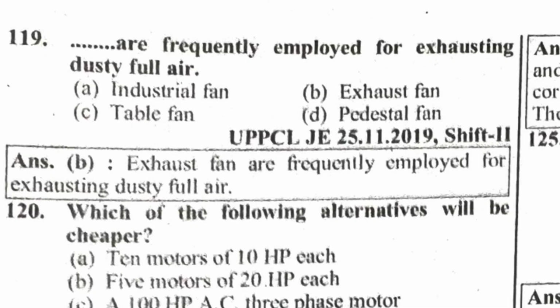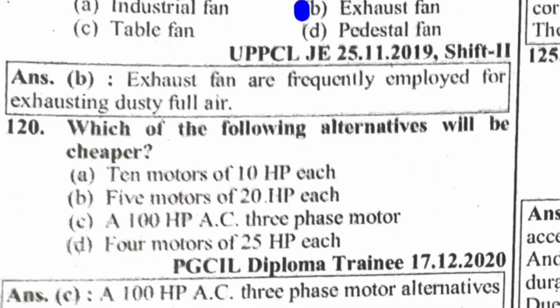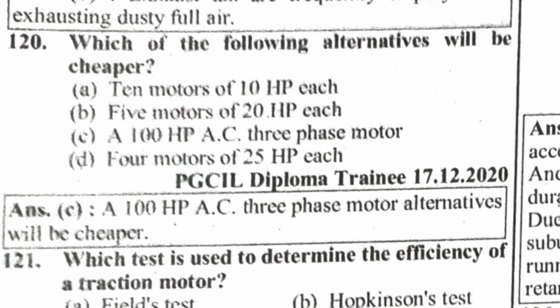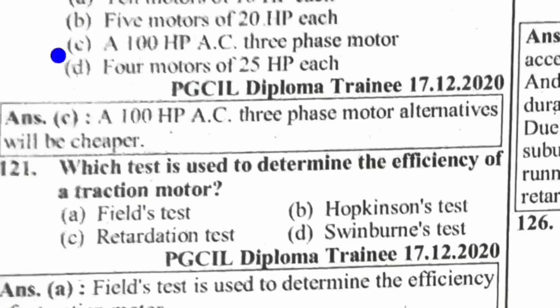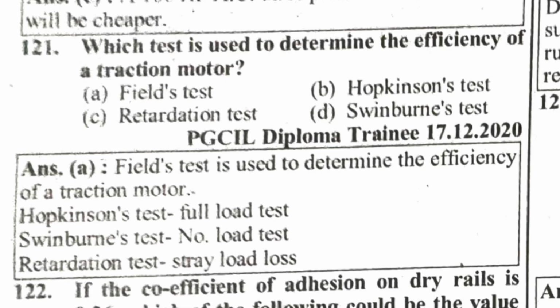Blowers are frequently employed for exhausting dusty or foul air. Exhaust fan. Which of the following alternatives will be cheaper? 100 horsepower AC 3-phase motor. Which test is used to determine the efficiency of a traction motor? Field test.